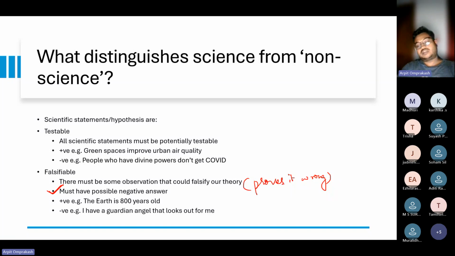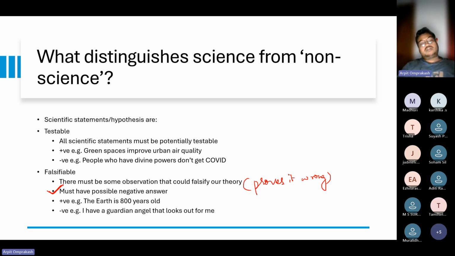So one thing we can do to test if the earth is 800 years old or not is something called carbon dating, where we basically take different things and we age them. We see what is the age of them, and we can do that for fossils and easily figure out that the earth is not 800 years old. Right. And there are also a lot of other proofs and tests that we can use to disprove this statement.